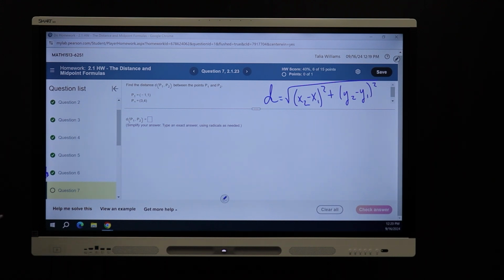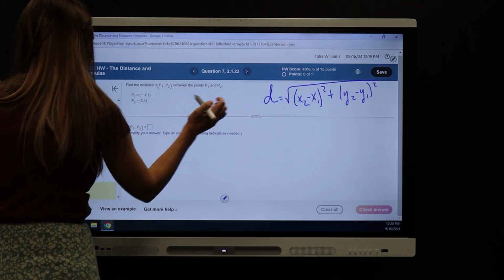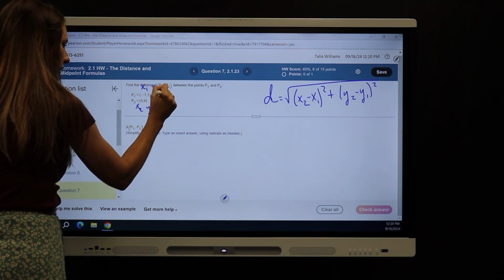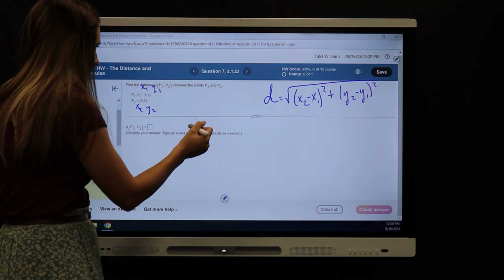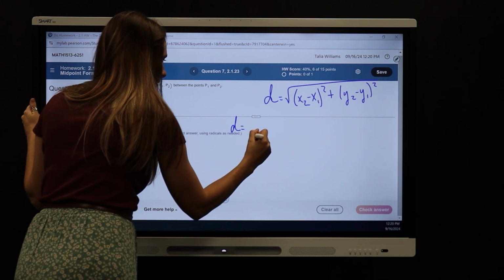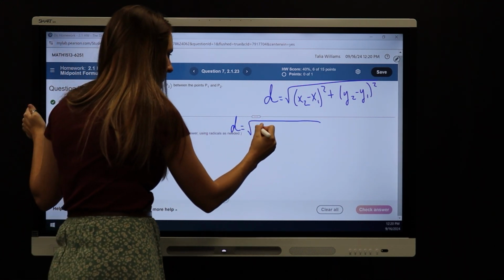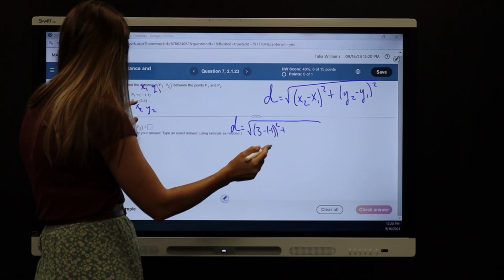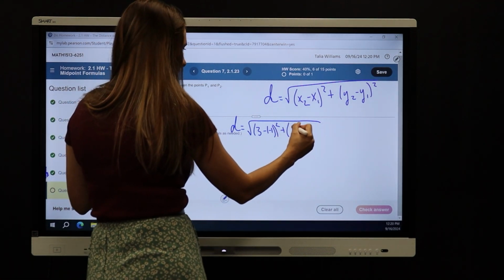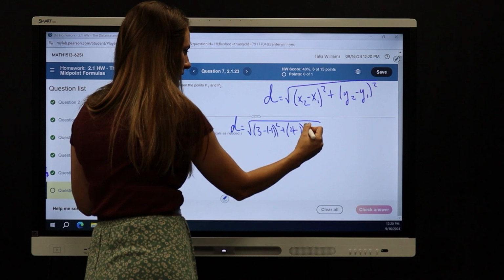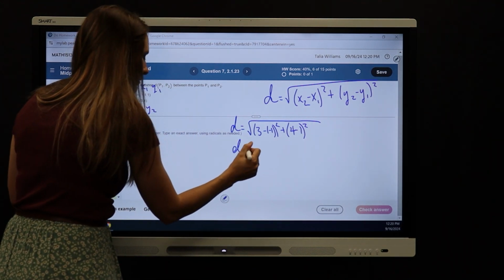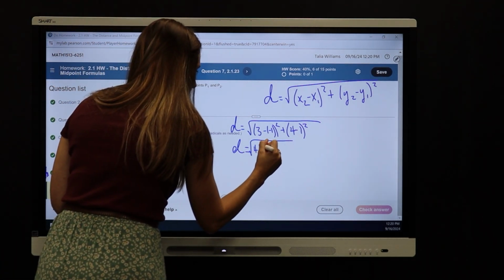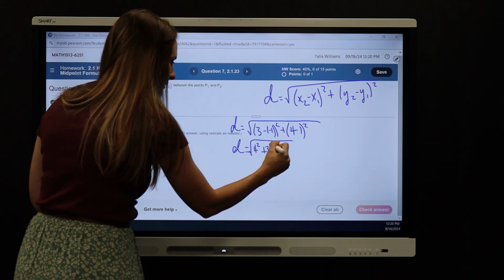Okay. So this is going to be our x2, y2, x1, y1. So we have distance equals the square root of 3 subtract negative 1 squared plus, and it's always, you're adding whatever the difference between your x and your y is together, 4 subtract 1 squared. So distance equals, when you subtract a negative, you add it. So 3 plus 1 is 4 squared. 4 subtract 1 would be 3 squared.